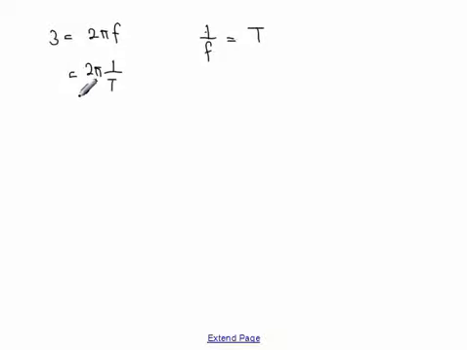Then we're going to say multiply both sides by t. We've got 3t equals 2 pi. Therefore t is equal to 2 pi over 3. All together. Then you know that this is your period. So now if this is your period, you just take 2 pi and divide it into 3 parts, then you've got your period. All together.